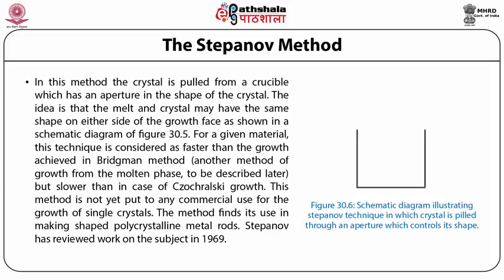This method is not yet put to any commercial use for the growth of single crystals. The method finds its use in making shaped polycrystalline metal rods. Stepanov has reviewed work on the subject in 1969. Figure 30.5 is a schematic diagram illustrating Stepanov technique in which crystal is pulled through an aperture which controls its shape.